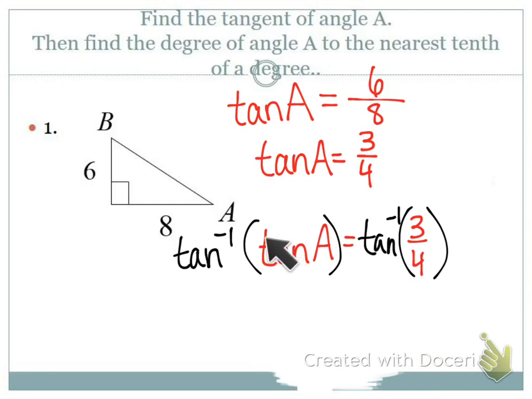Now on the left side, inverse tangent and tangent cancel each other out, kind of like a plus and a minus, or a square and a square root. So all we're left with is capital A. Here is where our calculators come into play.